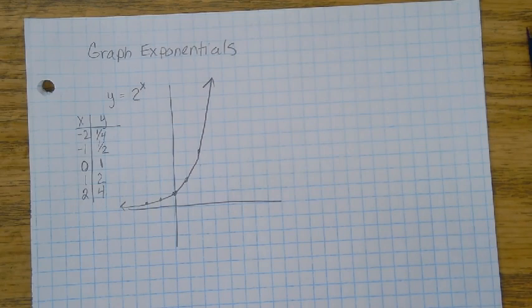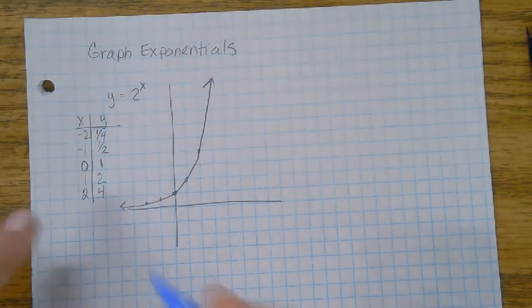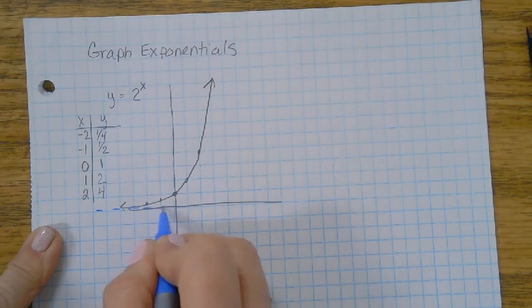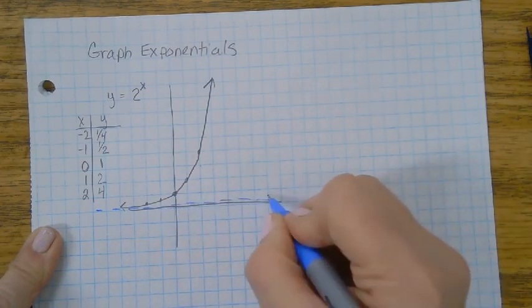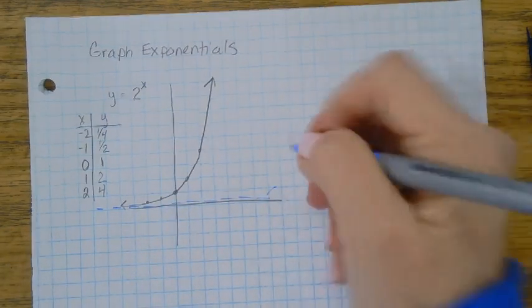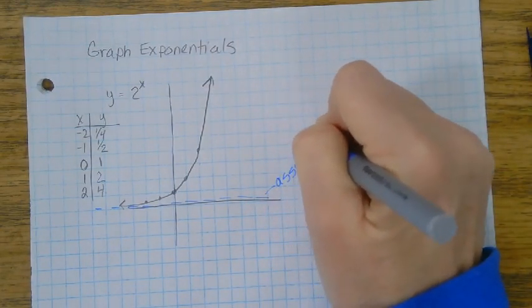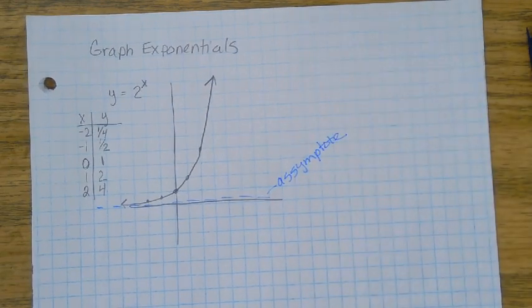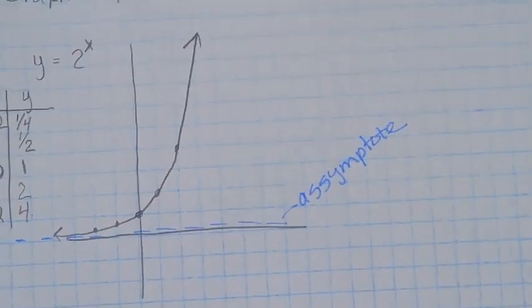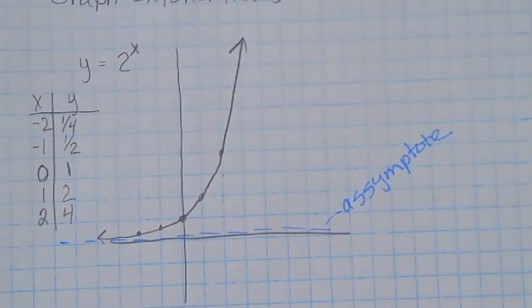Now, it's never going to become a negative number. So in this case, our x-axis is what we call an asymptote. And we kind of just put a dotted line across there, because that means that this graph is going to get closer and closer and closer and closer to that, but it's actually never going to cross it. Yes. That help?